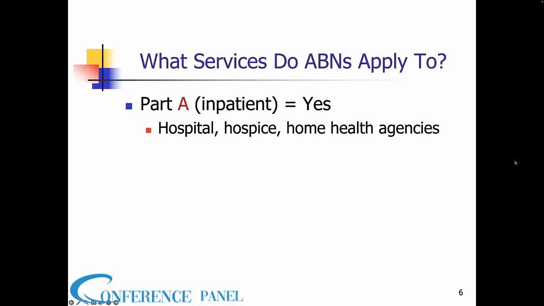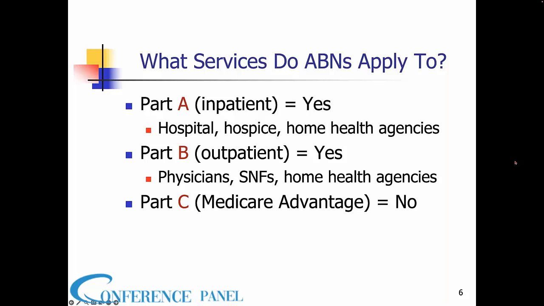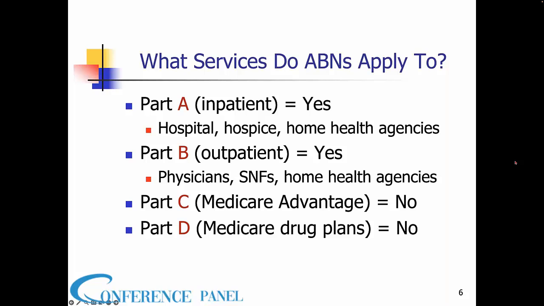Medicare has 4 parts, Part A, B, C, and D. Part A is hospitals, that's inpatient, includes hospice, home health agencies, hospitals. ABNs apply in that arena, those facilities. Part B, that's essentially physicians for the most part, and ABNs apply to Part B. That would include both physicians and SNFs, skilled nursing facilities, home health agencies. Part C, Medicare Advantage, no, does not apply to Part C. Part D, drug plans, no, doesn't apply to drug plans.